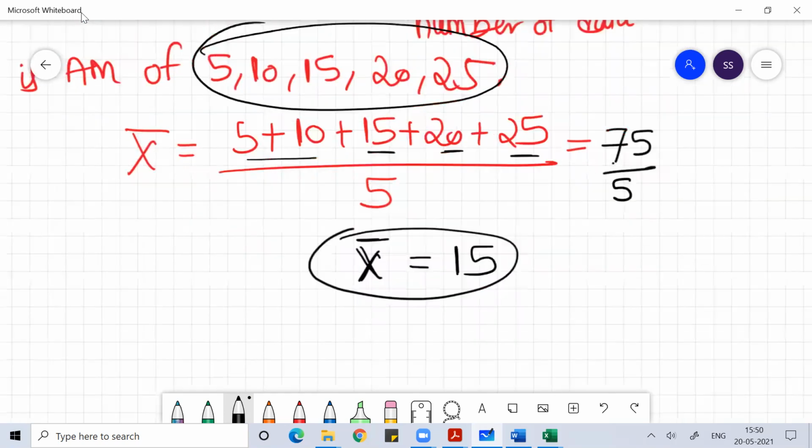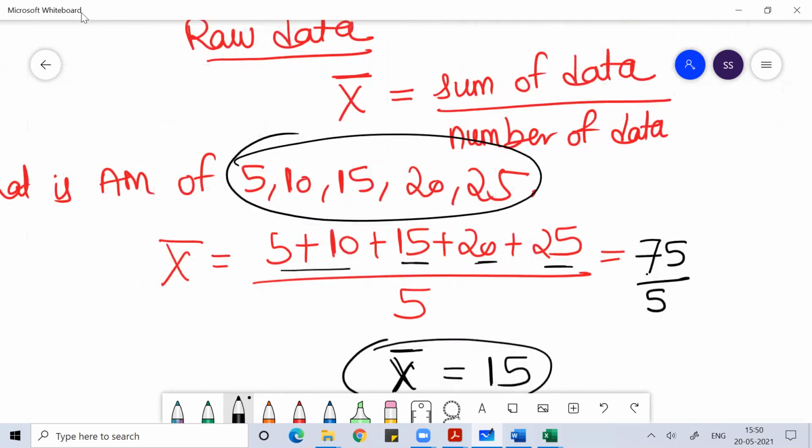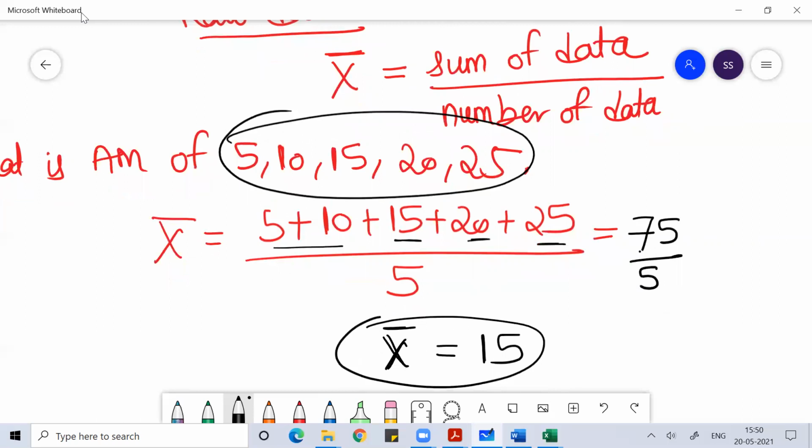Whenever you get a problem on raw data, and I'm asking you what is the arithmetic mean, you can simply do the sum of the data and divide by the number of data. That gives you the value of the arithmetic mean. Does anyone have any doubt?